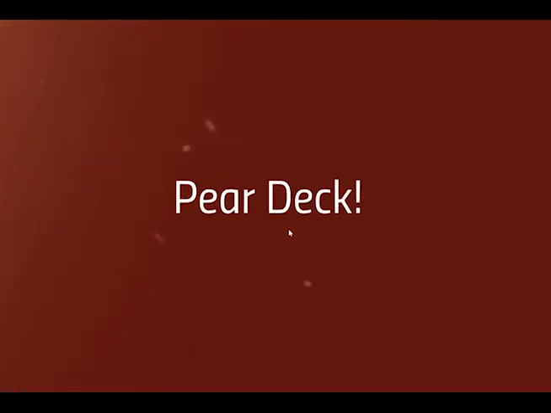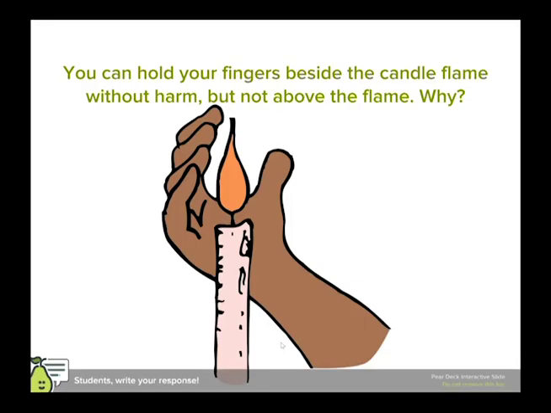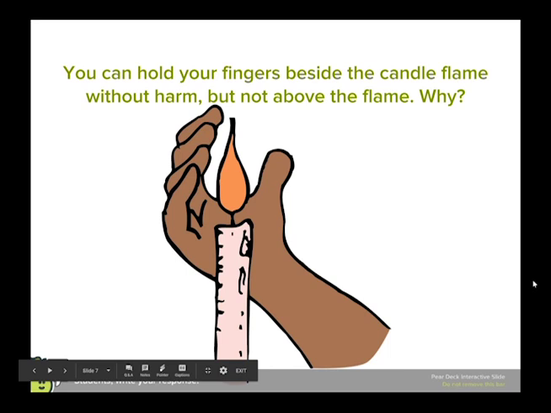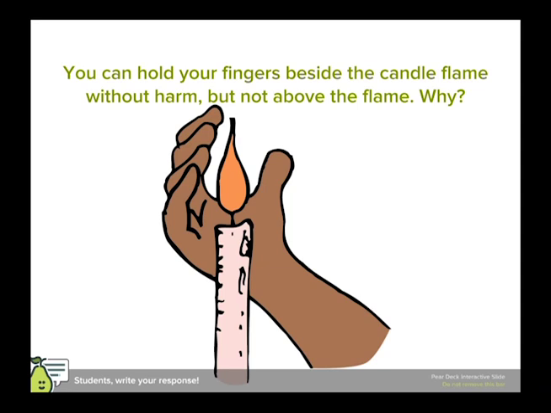Okay, we have our first Pear Deck. Here's your first Pear Deck question. You can hold your fingers beside the candle flame without harm. You can hold your fingers next to the flame. But don't put those fingers above the flame. Why? Go ahead and discuss amongst yourselves, see if you can come up with an answer. And if my substitute teacher would just pause the video here and help lead a discussion, try to get down to the answer. We were just talking about convection, so it probably has something to do with that. Okay, pause the video and unpause it when you're ready.